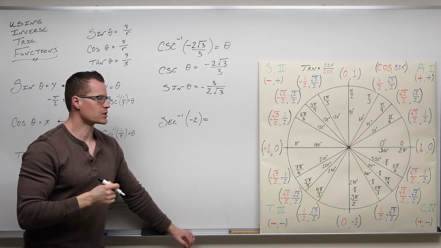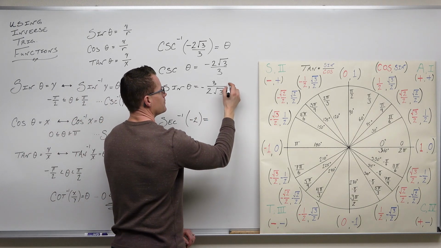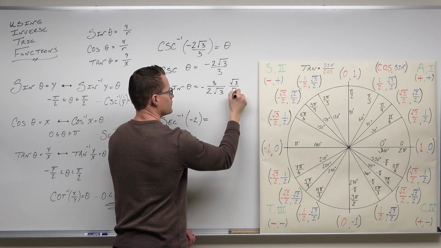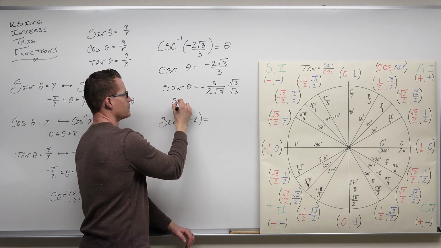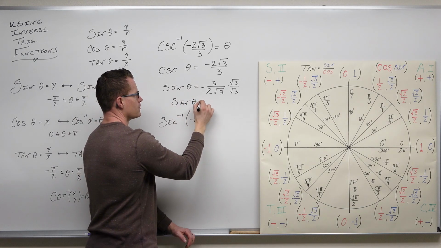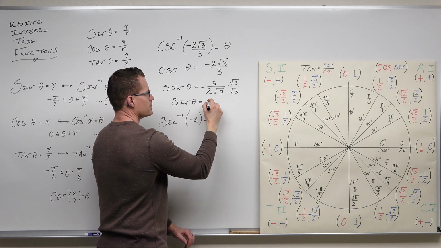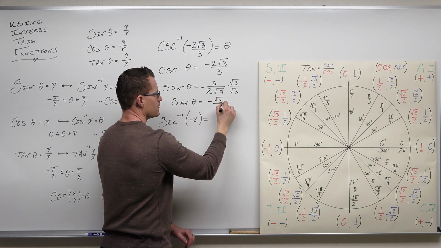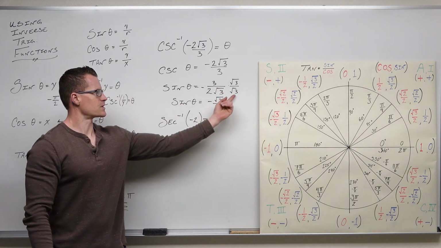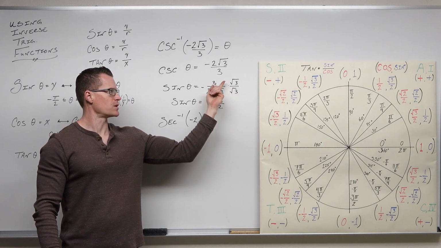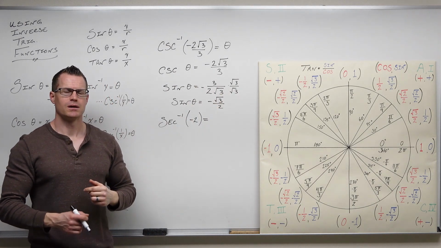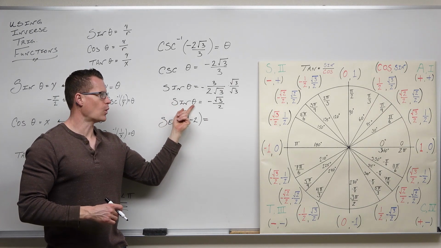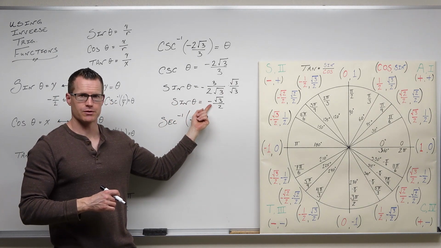And if we rationalize, this gives us 3, 3 cancels with 3, we get negative square root 3 over 2. Wait a minute. That's actually pretty easy to find. Sine of what angle gives me negative square root 3 over 2?